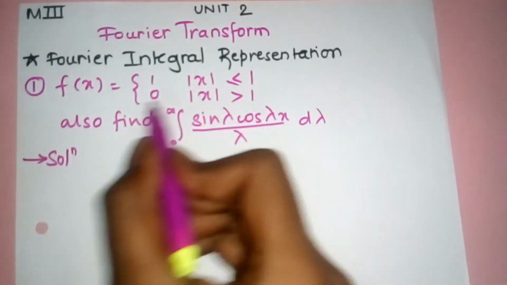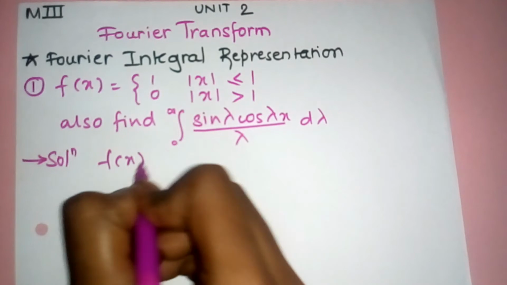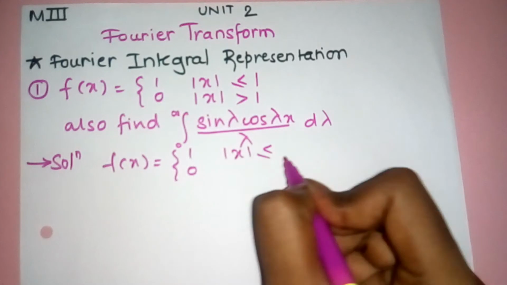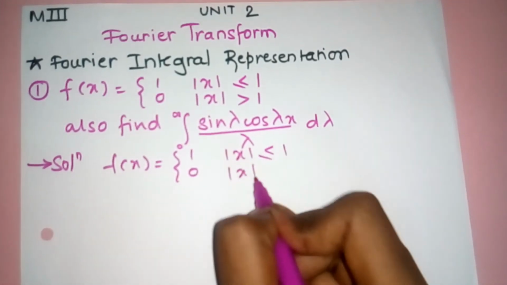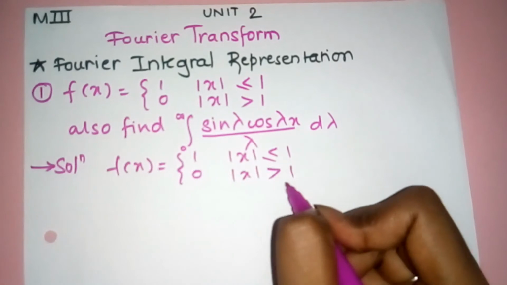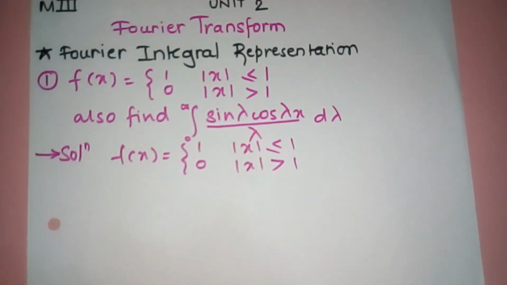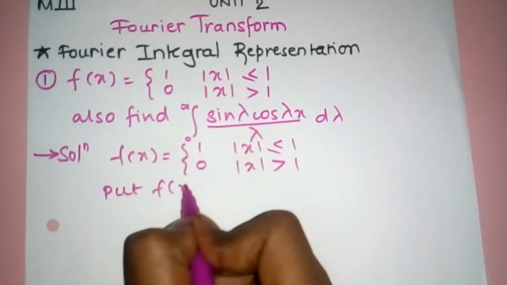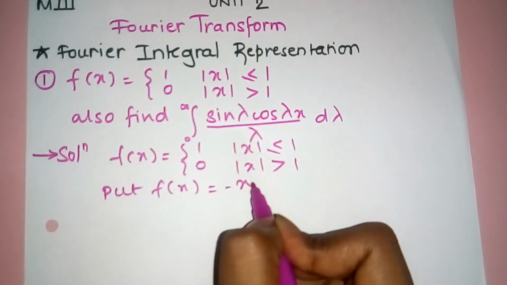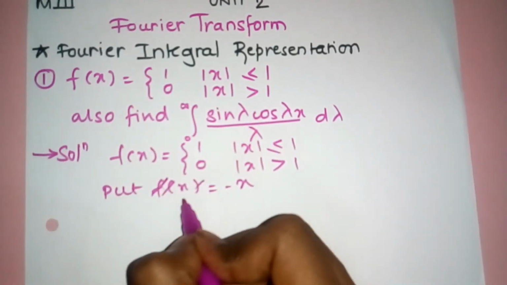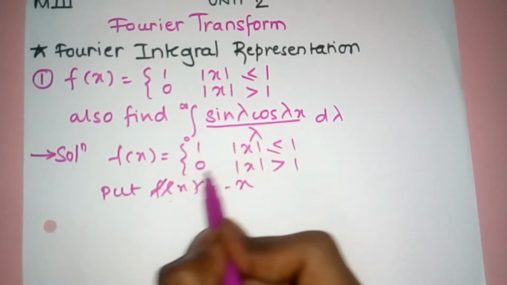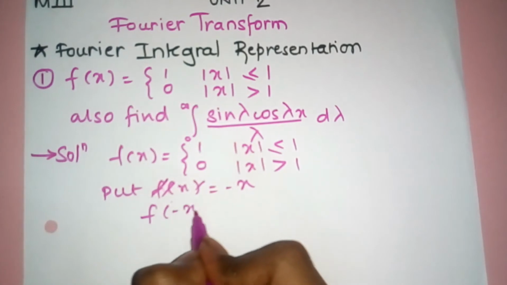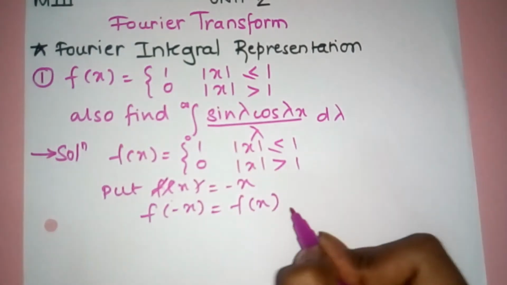So first we'll write f of x. So we have f of x as 1 and 0, and the limits are mod x less than or equal to 1 and mod x greater than 1. So now we will find whether this is an even function or an odd function. Then we have to put x is equal to minus x. When we put x is equal to minus x, in both places we don't have an x, therefore f of minus x will be f of x. Therefore this is an even function.